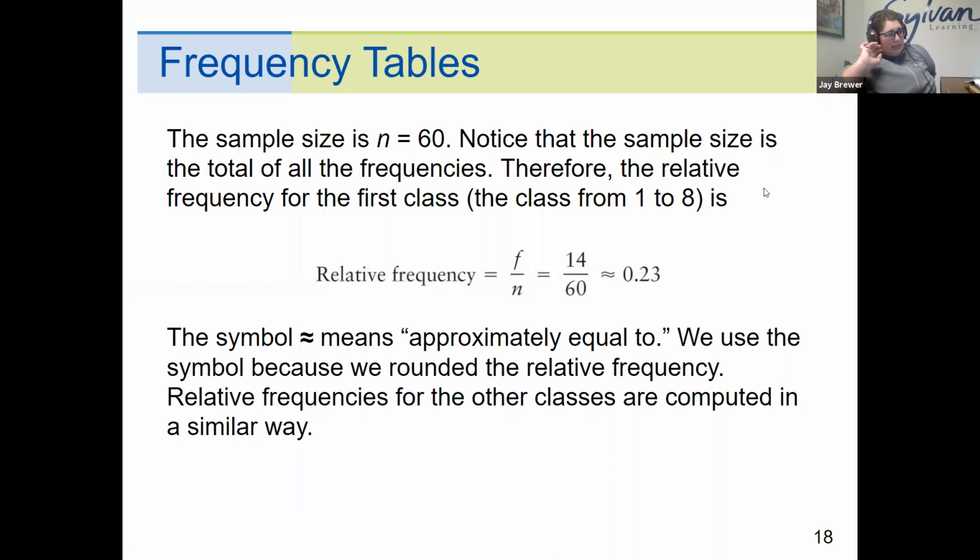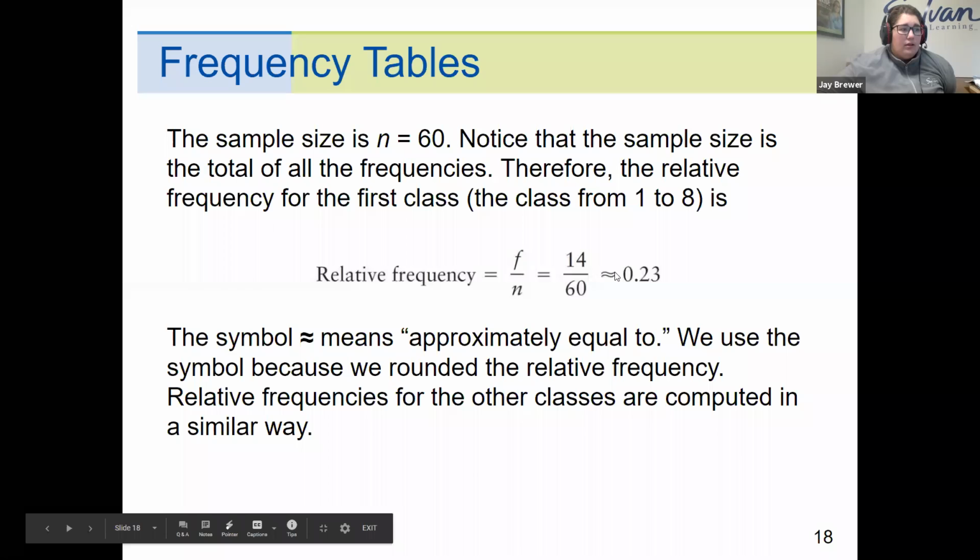Okay, so the sample size is 60. Notice that the sample size is the total of all the frequencies. Therefore, the relative frequency for the first class, which is the class from 1 to 8, is 14 divided by 60, which is roughly 0.23. Always use this squiggly approximately equal sign. Never use an equal sign when you're talking about probabilities.